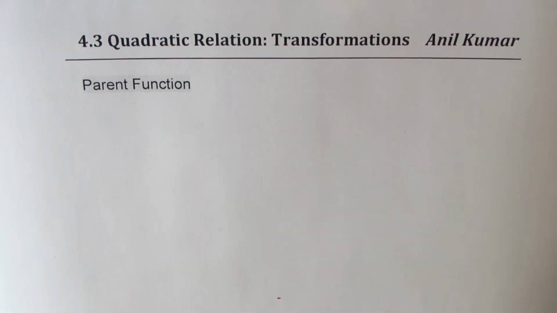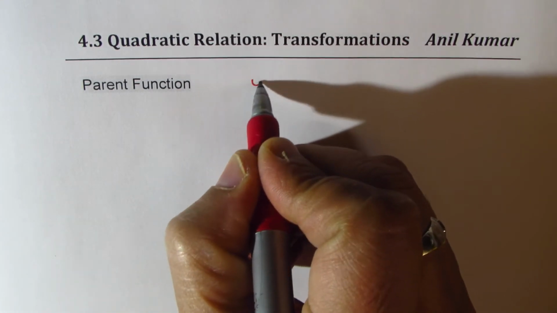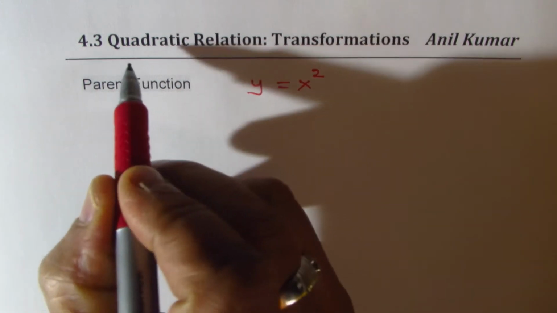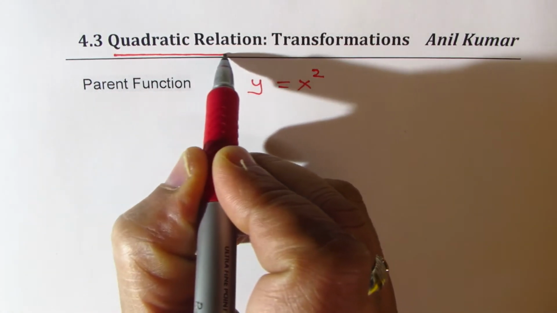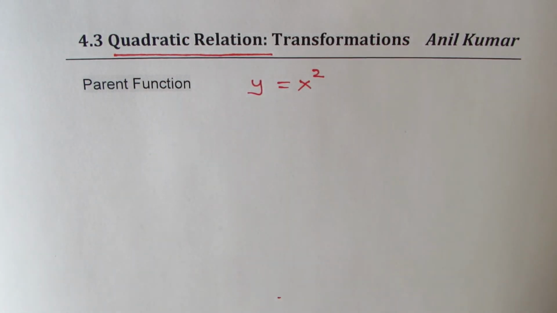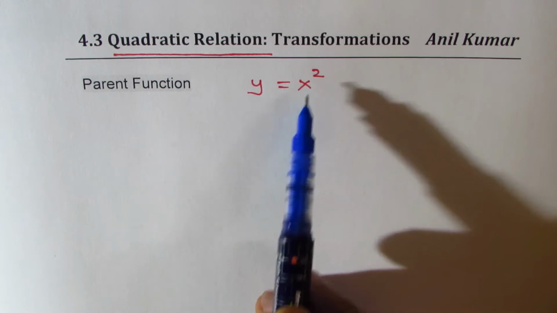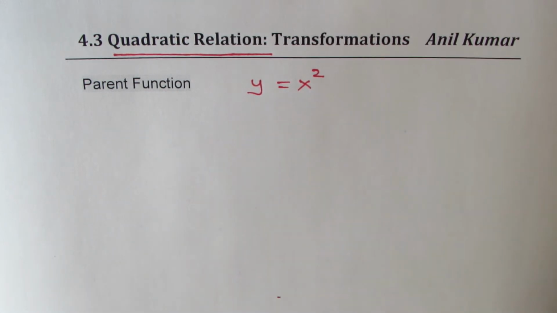Parent function. Now, whenever we say parent function, we always mean y equals x squared for a quadratic relation. Does make sense to you? Always. So whenever we have to describe transformation, it is always with respect to y equals x squared. Right? So now let us understand some key features of this particular parent function y equals x squared.